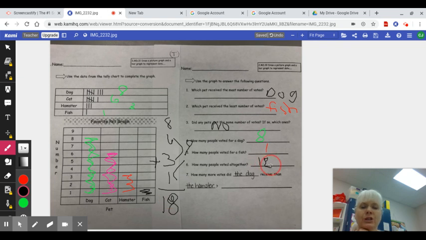My last question is, how many more votes did the dog receive than the hamster? And the dog received 8. So I'm going to put that. And the hamster received 3. So I'm going to put that. How many more means that I need to subtract those numbers. And 8 take away 3 equals 5.